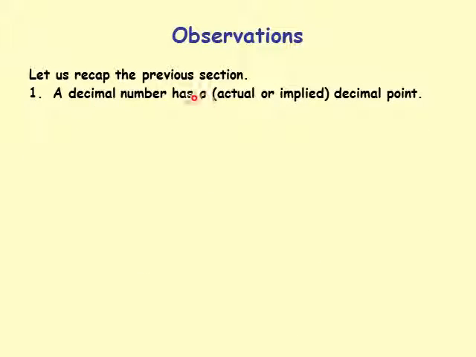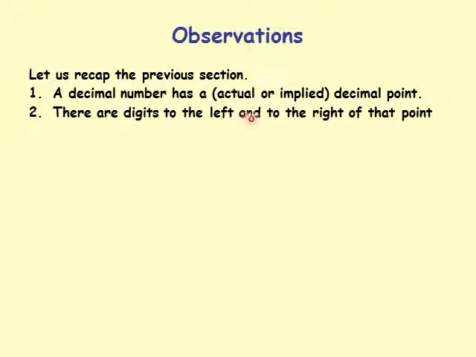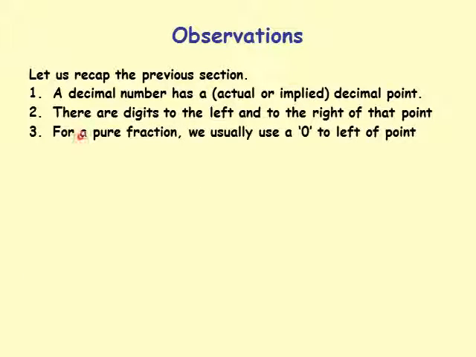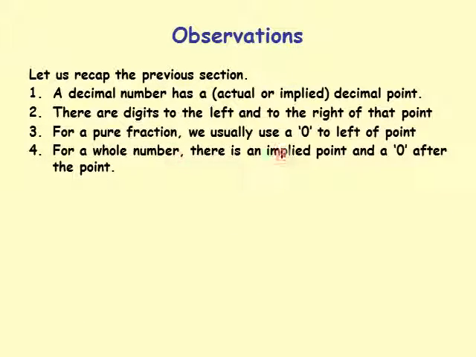Let's recap the previous section here. A decimal number has an actual or implied decimal point. So there is a decimal point, either it actually exists or it's implied. There are digits to the left and to the right of that point. For a pure fraction, we usually use a 0 to the left of the point. For a whole number, there is an implied point and a 0 after that.